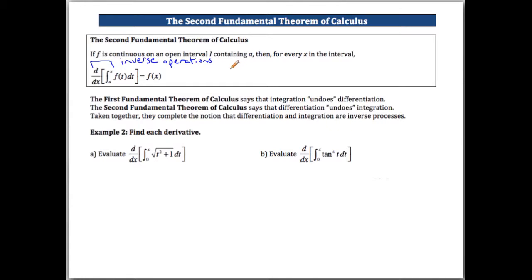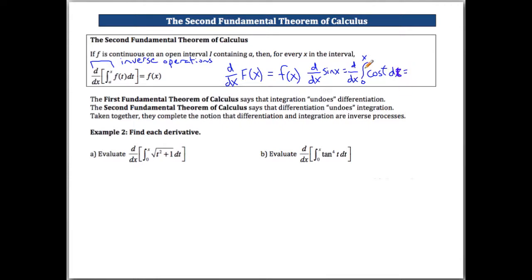Okay, another way of looking at this would be like this. d over dx, so the derivative of the definite integral with respect to x, is just going to equal the function f of x. For an example, if we want to find the derivative of sine x, that's going to equal the derivative with respect to x from 0 to x of cosine t dt.